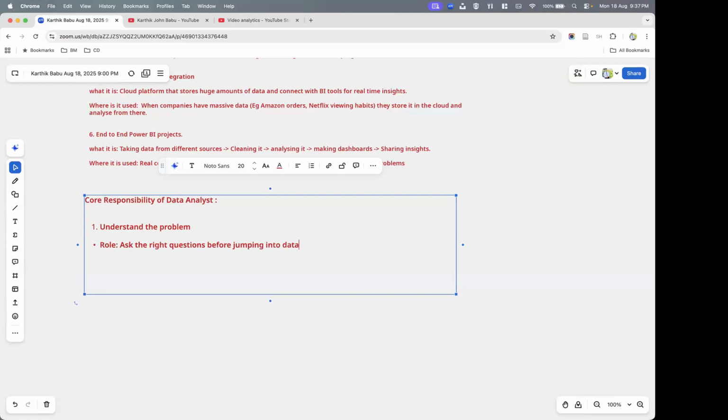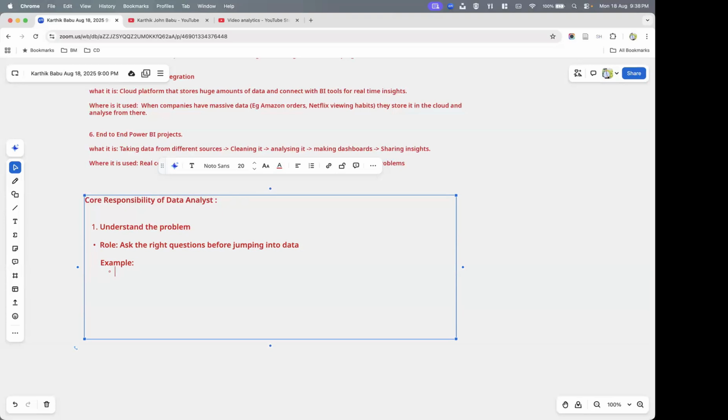What is the first and most important role of a data analyst? Understand the problem. So what role does he or she have to play? He or she should be asking the right question before jumping into the data. Can we have an example around it, so that we can understand what sort of right question he or she should be asking?